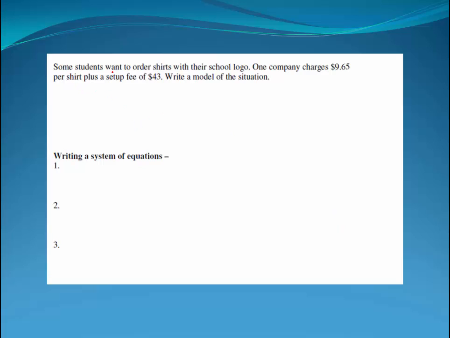Alright, how about this one? Some students want to order shirts with their school logo. $9.65 per shirt. Whenever it says per, that's your slope. And a setup fee of $43. A setup fee is not your slope because it's not happening every time or every unit. That's a one time fee. So that would be a y-intercept there. You're going to start off with $43.